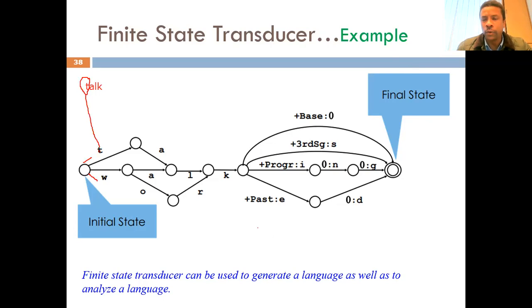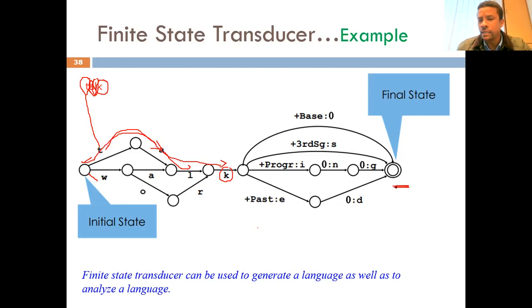Then after T, where do we go? As you can see, the path leads me only to A. And A is the second letter in the input, which is correct. Then from A, it leads me only to L in the third state, and the letter I have is L as well. Then from L, it leads me to K, and the letter K is also available. So the path that I'm following will be this one. Then after that, we know that it has to end in the final state.